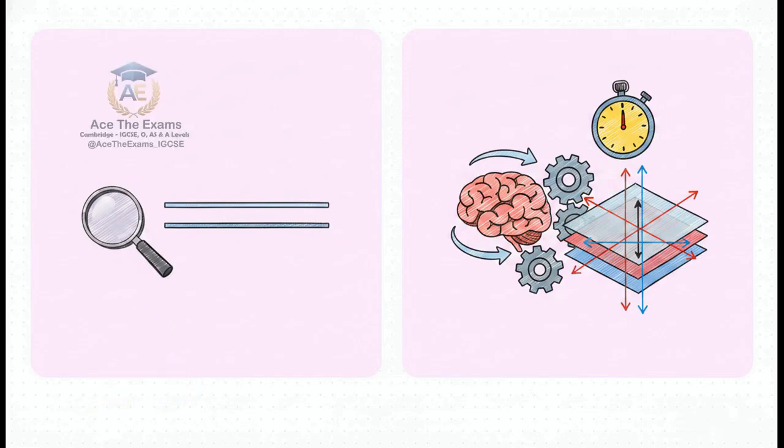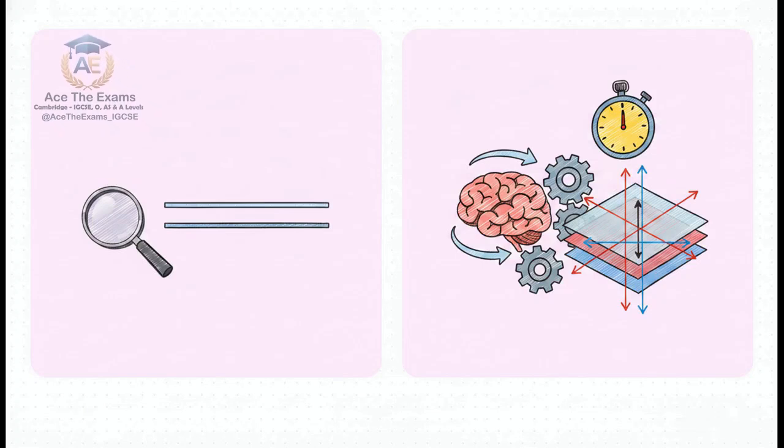Something like, because substituting lambda and mu into the third coordinate yields a clear inconsistency, the assumption that these lines intersect is mathematically false, thereby proving they are skew. That single, critical, evaluative sentence, that is exactly what secures the A-star.